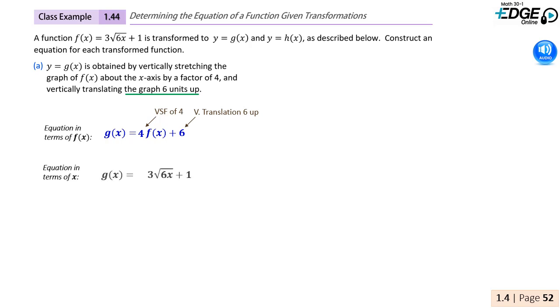If we now want to determine our equation in terms of x, we simply replace f of x with its corresponding expression of 3 root 6x plus 1.